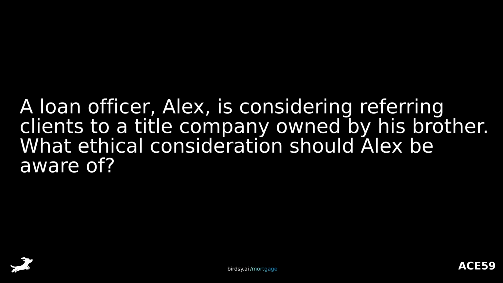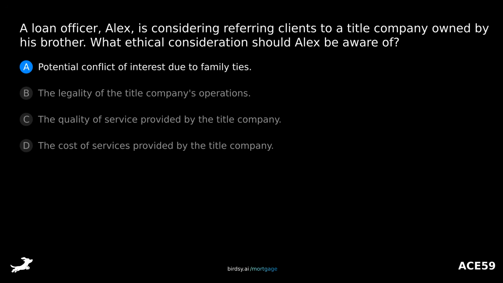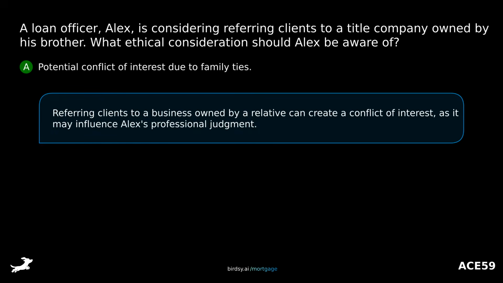A loan officer, Alex, is considering referring clients to a title company owned by his brother. What ethical consideration should Alex be aware of? Is it A. Potential conflict of interest due to family ties? B. The legality of the title company's operations? C. The quality of service provided by the title company? Or D. The cost of services provided by the title company? The answer is A. Potential conflict of interest due to family ties. Referring clients to a business owned by a relative can create a conflict of interest, as it may influence Alex's professional judgment.